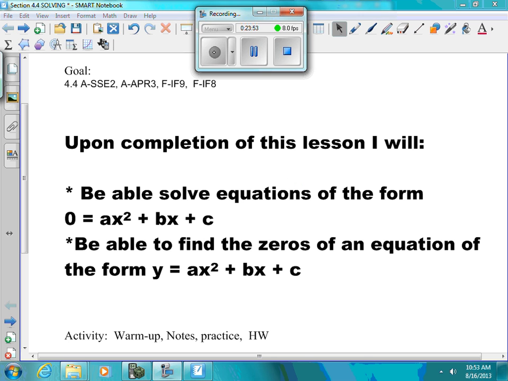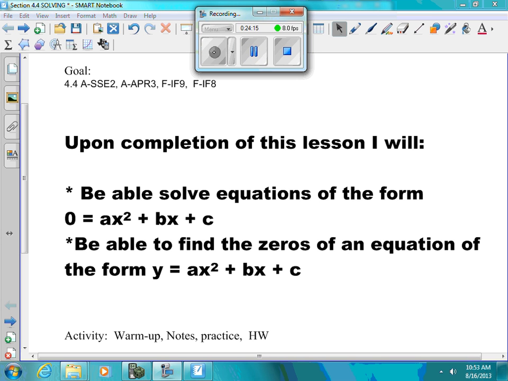So let's circle back to where we started with our goals for today. We said we wanted to be able to solve equations of the form 0 equals ax squared plus bx plus c. I'm pretty sure that we added on with that from yesterday's lesson. We also want to find the zeros. I don't think we mentioned specifically today about zeros, but it's the same thing. I just have it as a goal.